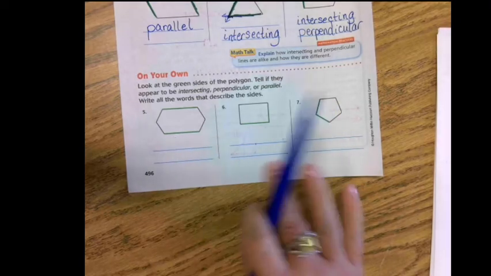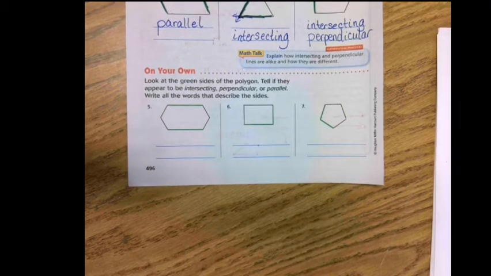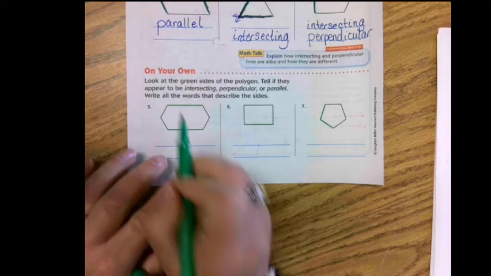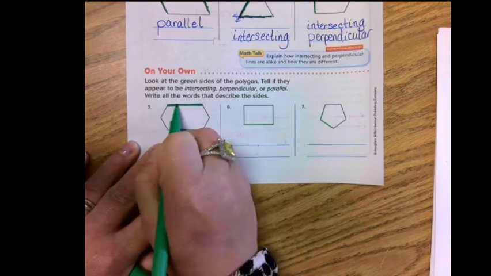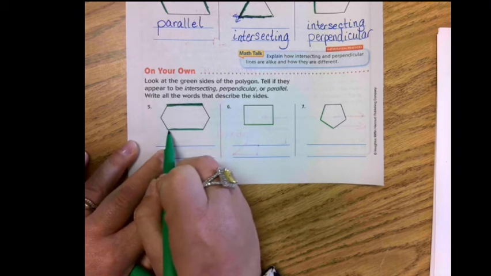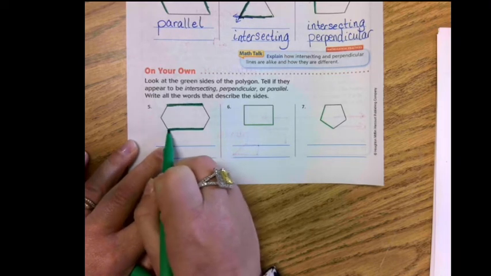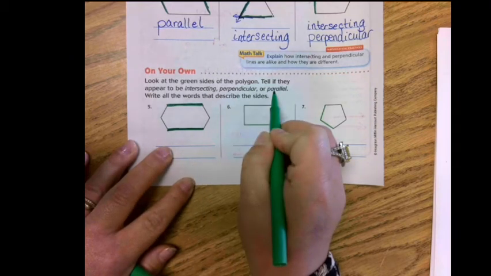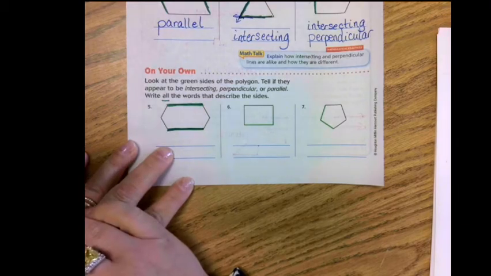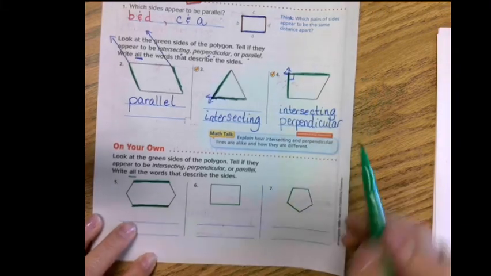I'm going to have you do problems number 5, 6, and 7. It says, look at the green sides of the polygon and tell if they appear to be intersecting, perpendicular, or parallel. Write all the words that describe the sides. Now, I don't know if you can see which ones are green, so I'm going to go really quick and show you. They're talking about this top line. I'm trying to make it a little bolder too. And the bottom line. Would you describe these two lines, just the green ones, as intersecting, perpendicular, or parallel? Remember, it says all the words. Don't forget. There may be a tricky one like this one up here gave us, okay?